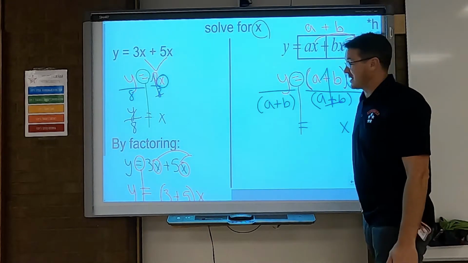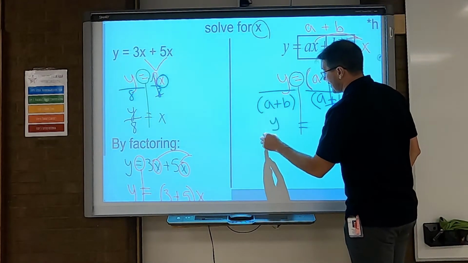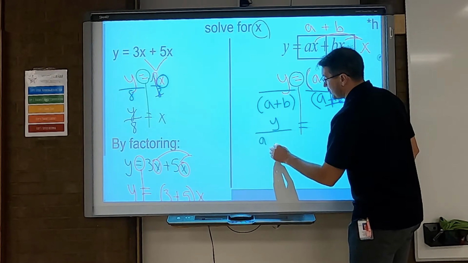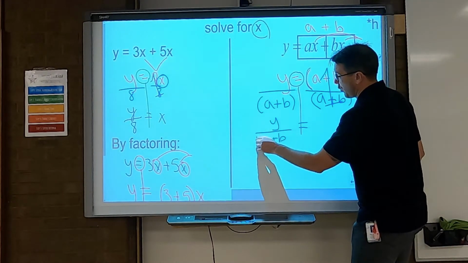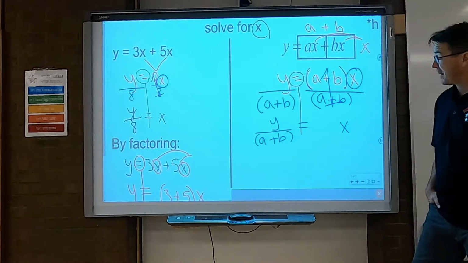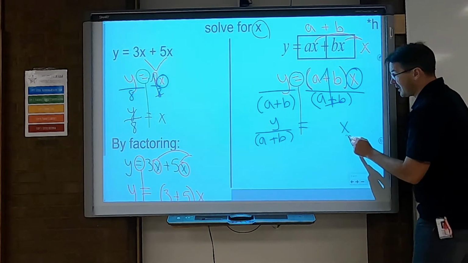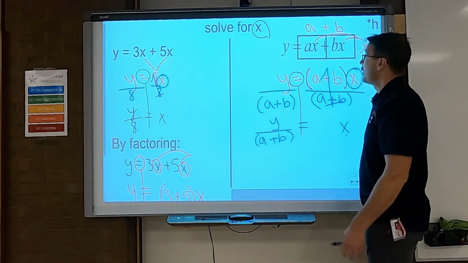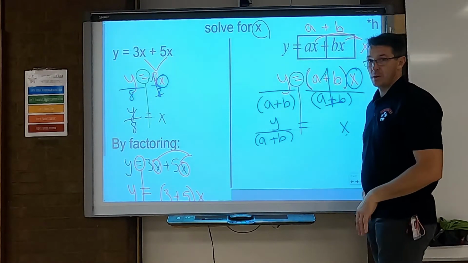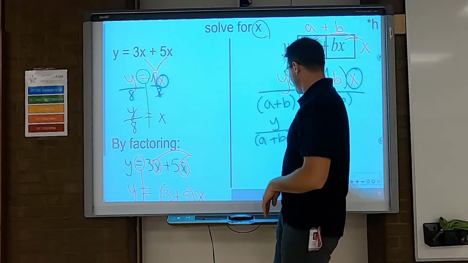I don't know what that is, so I'm just going to write it again. Y over a plus b. And you don't need the parentheses because these are grouping symbols, or you can leave them, it doesn't matter. But I now know x equals y divided by a plus b. Where up here, I couldn't. So that may have been a little scary. Let's try a different one.